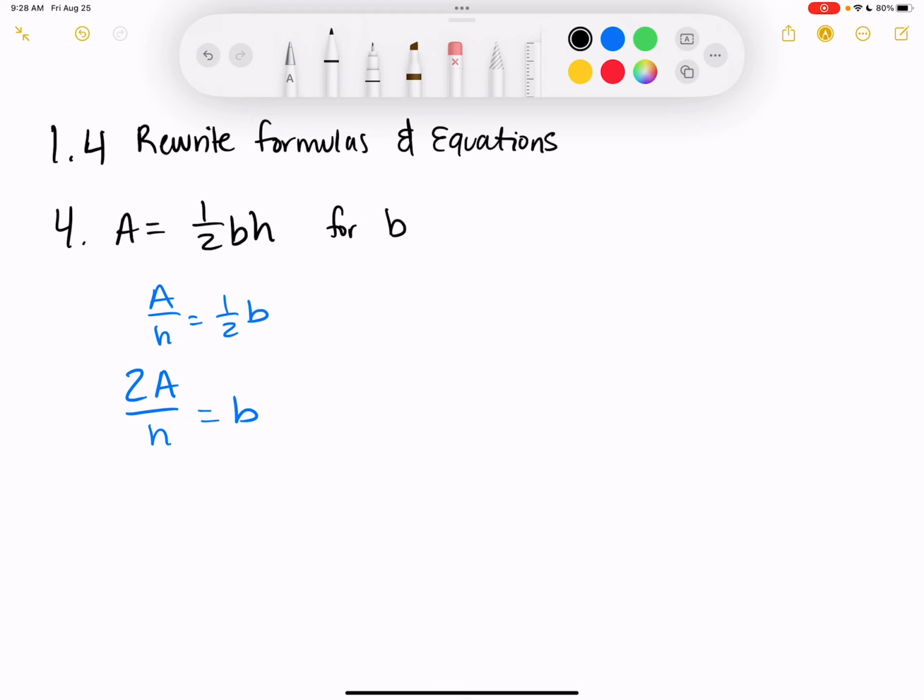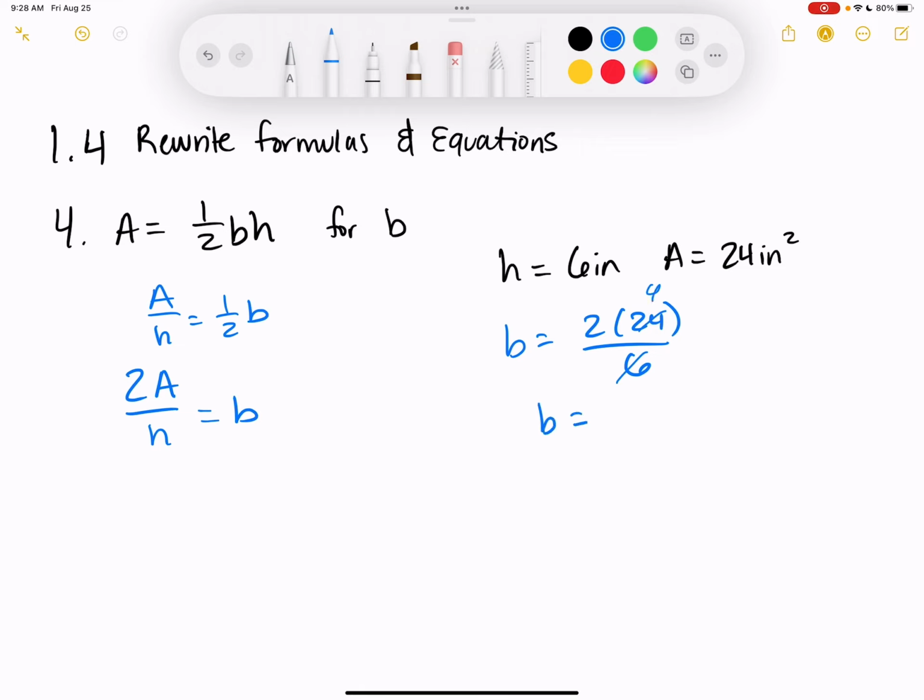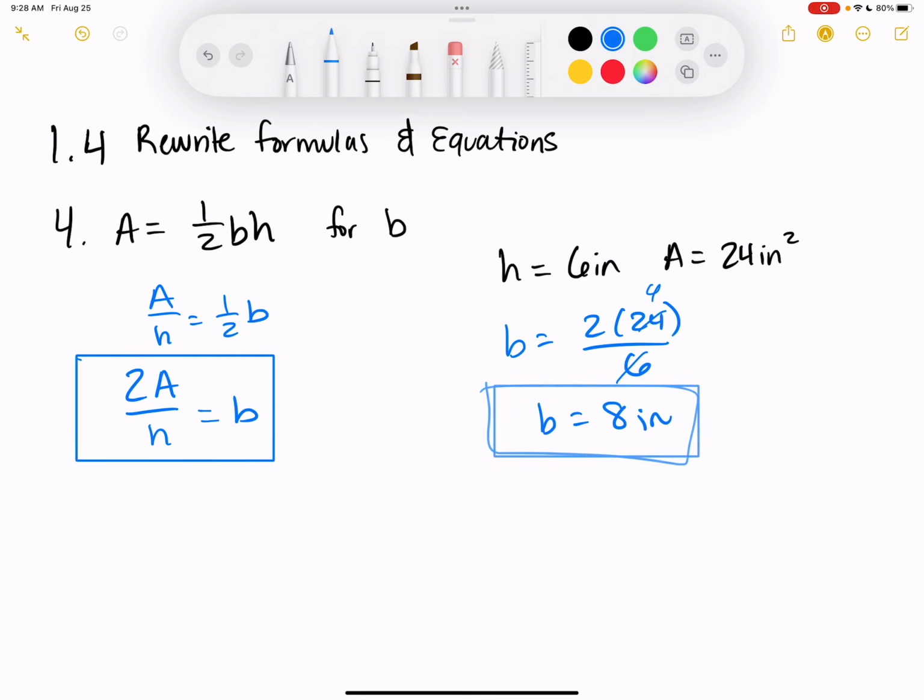Now, I'll give you the rest of the problem. It says that solve for the base of the triangle when the height is 6 inches and the area is 24 inches squared. So now I'm plugging this stuff in. So B is equal to 2 times 24 over 6. So B is equal to 8 inches. Oh. So if you don't have both of these things, your problem is not right.